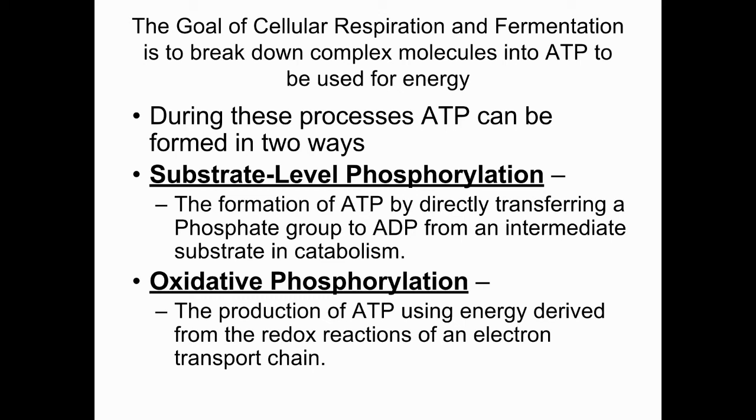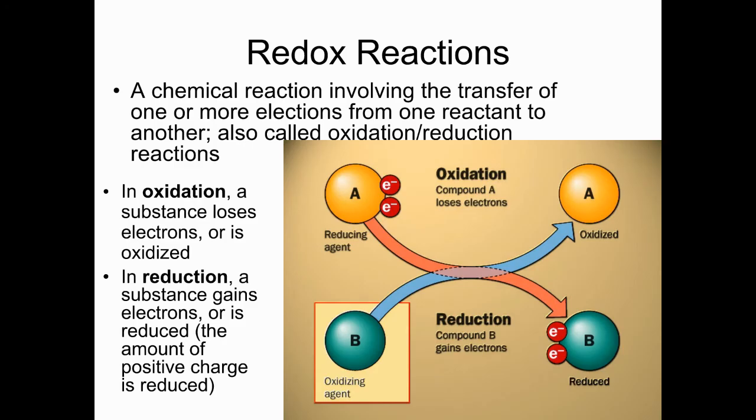Most of our ATP comes from oxidative phosphorylation. This involves redox reactions. Chemistry people, redox reactions, right? LEO goes GER. All right, so we don't need to know much about redox, but we'll talk about it a little bit. But these are two key terms to know.